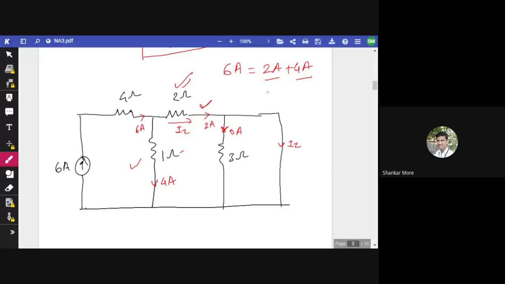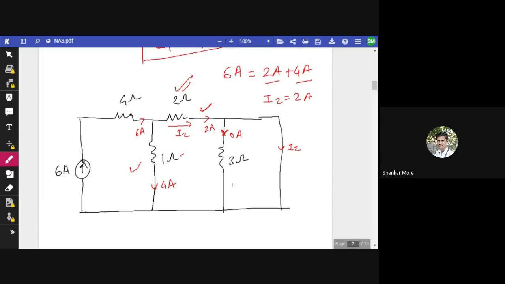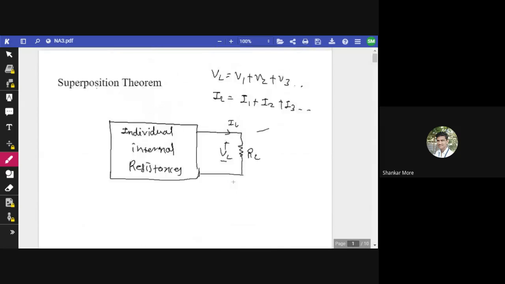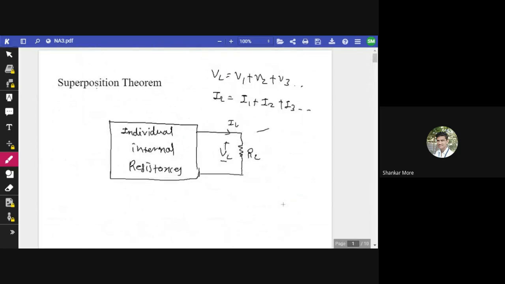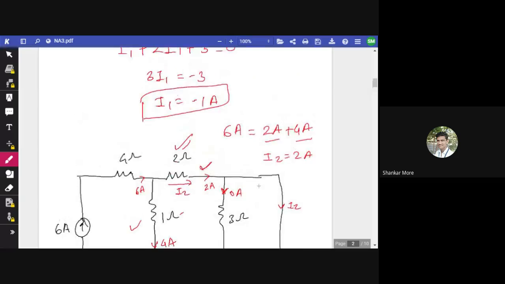सो हमारा I2 क्या आया गाइस? I2 इज 2 एम्पियर. नाउ I1 था हमारा -1 एम्पियर. See, I1 is -1 ampere, I2 is 2 ampere. So our I is, what is our I? I is equal to I1 plus I2. That will be equal to -1 plus 2, which is 1 ampere.